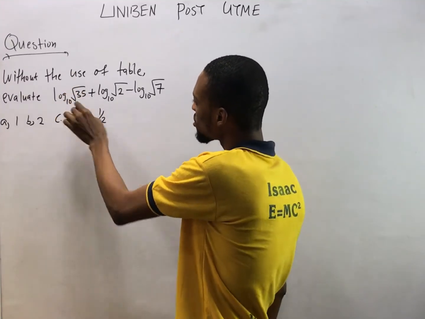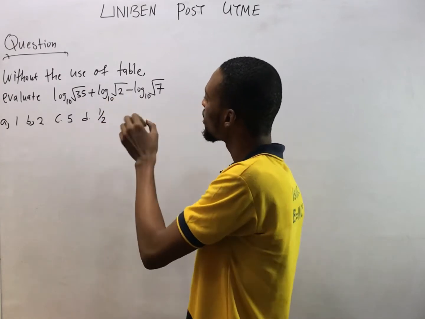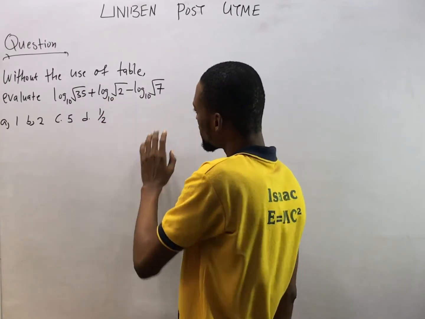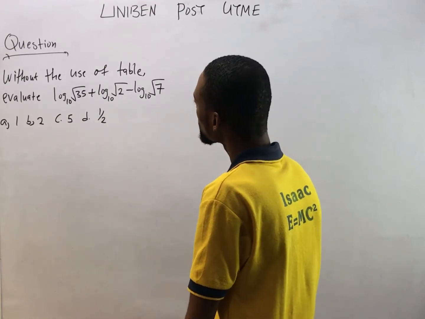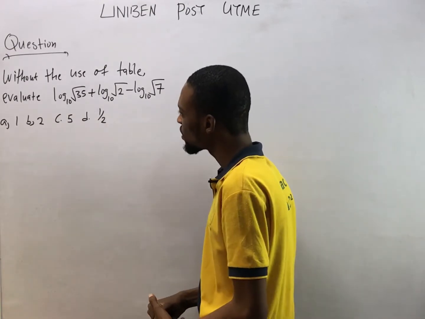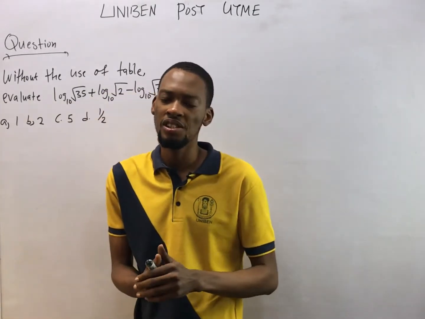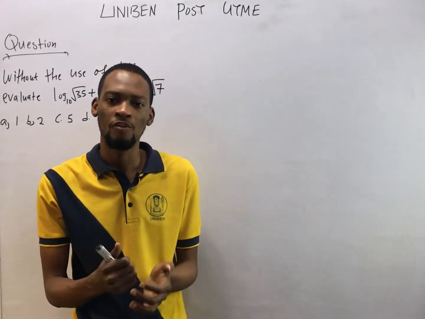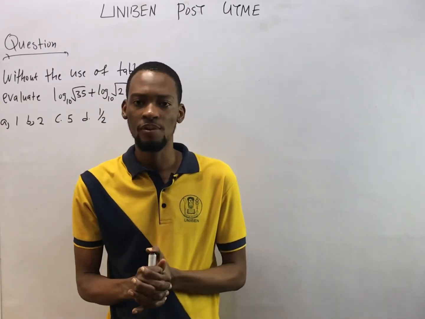Log root 35 to base 10 plus log of root 2 with base 10 minus log of root 7 with base 10. And these are the answers. Without the use of table, evaluate this. Now, to solve this logarithmic question is simply to break it down. Like I said earlier, I've already treated logarithm.